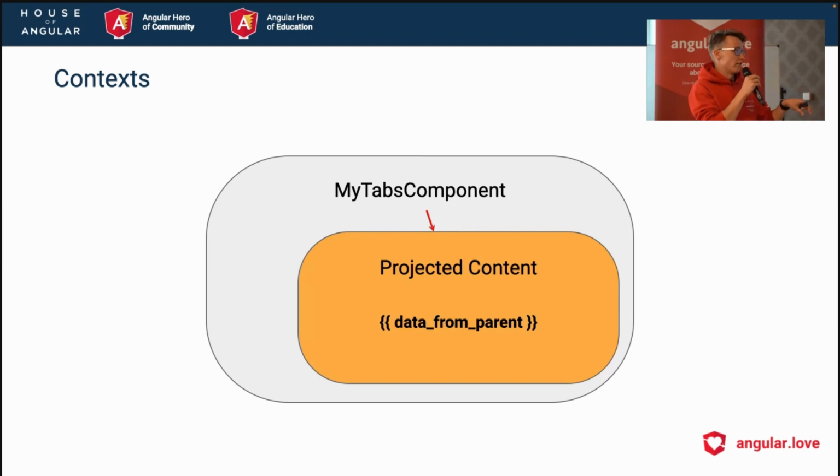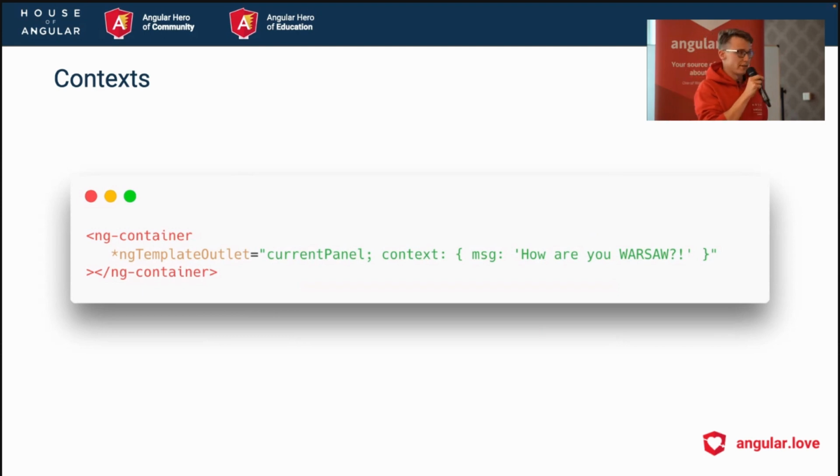Like you can see on this really simple diagram, from the MyTabs component I pass the data into the content that is projected, and then we can use it inside this. So how can we use it? It can be simply implemented by adding the second argument to the ngTemplateOutlet directive. It's the context one, and context can access an object of data. Here you can see something really simple, just an object with one field, message, but you can do something more complicated and more extended.